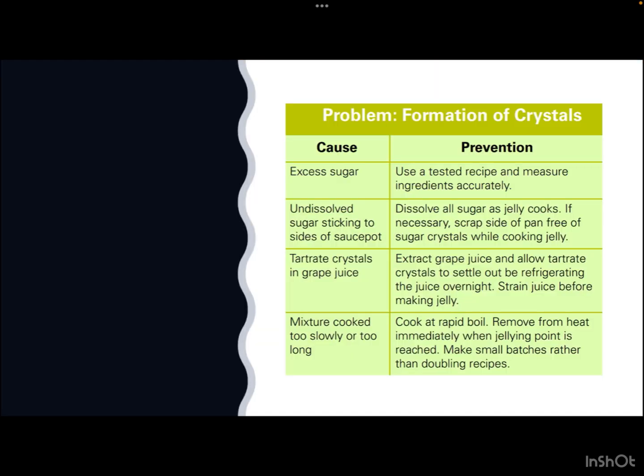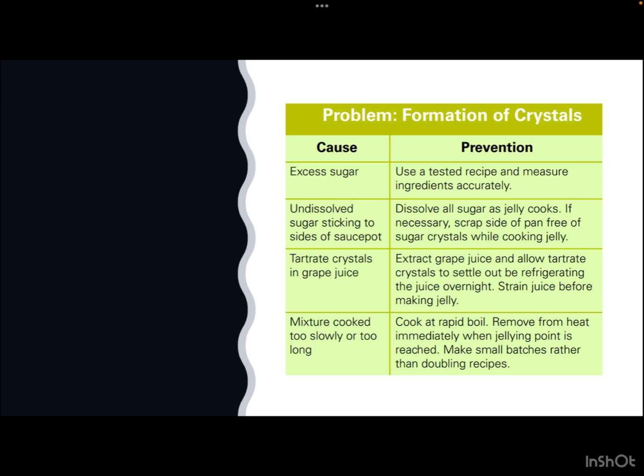So these were all the theories which we have regarding the gel formation in the jam. Now I'll talk about the defects which are generally seen in jam and jellies. So the first defect or problem is formation of crystals. First of all, we'll talk about the causes and then the prevention. The first cause for the formation of crystals is excess sugar.